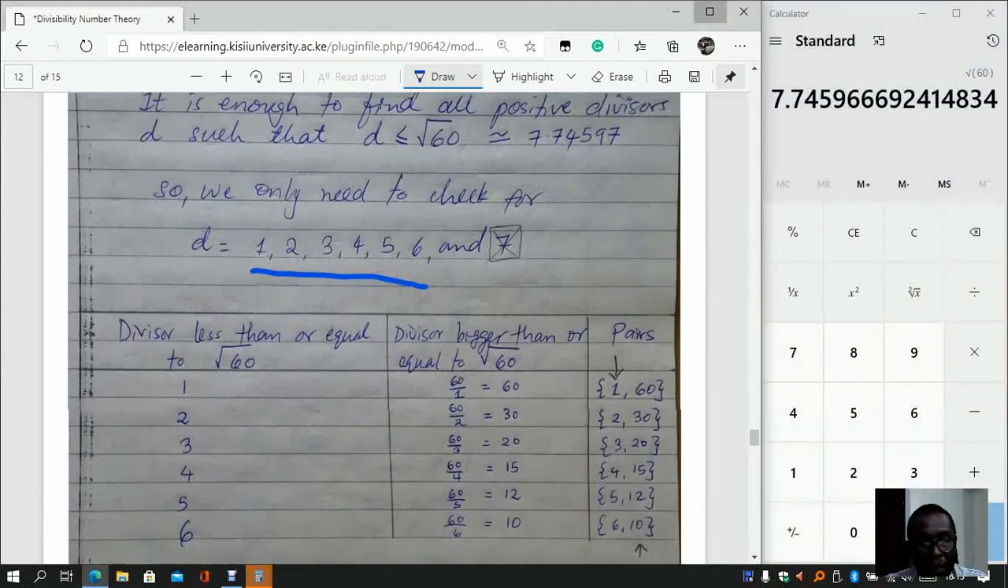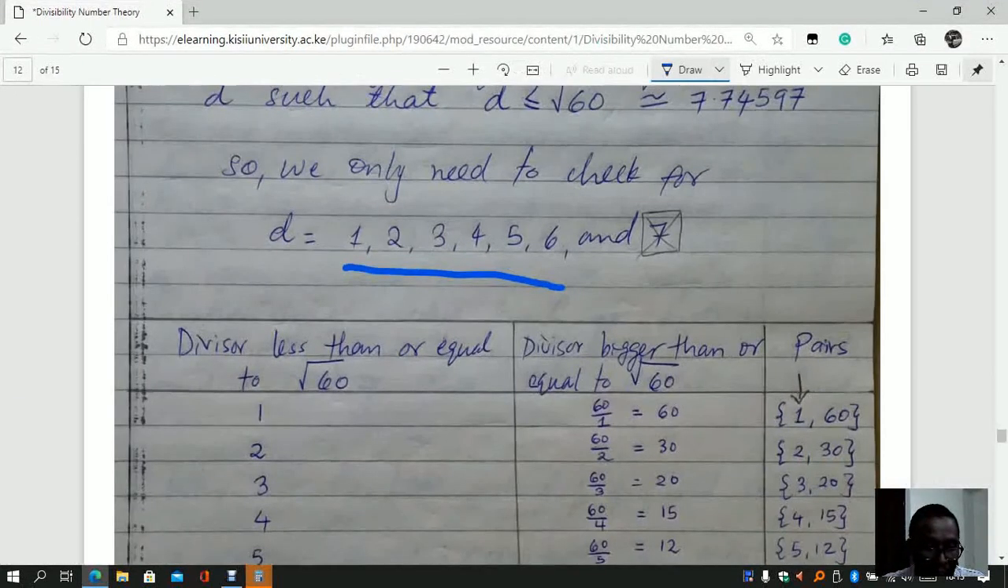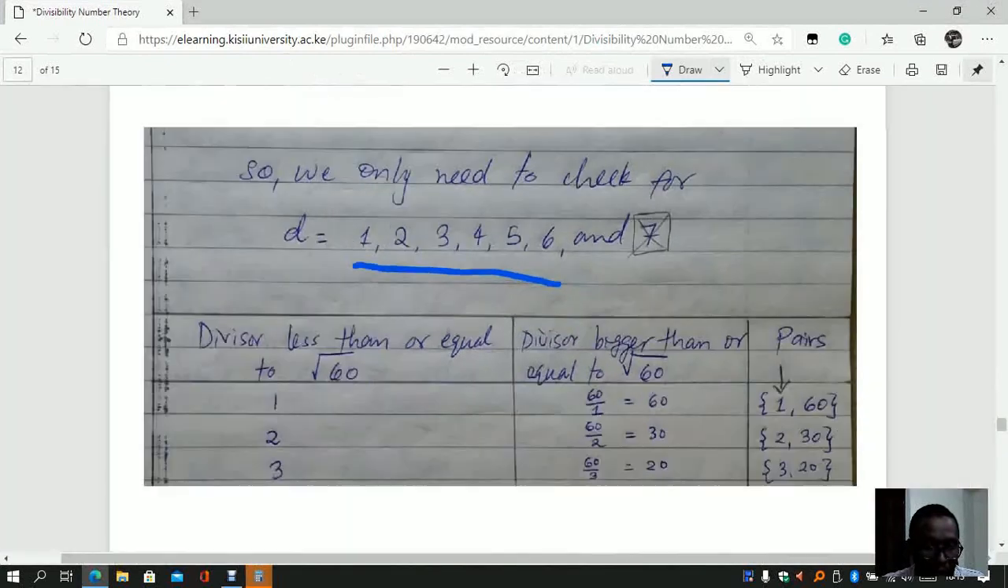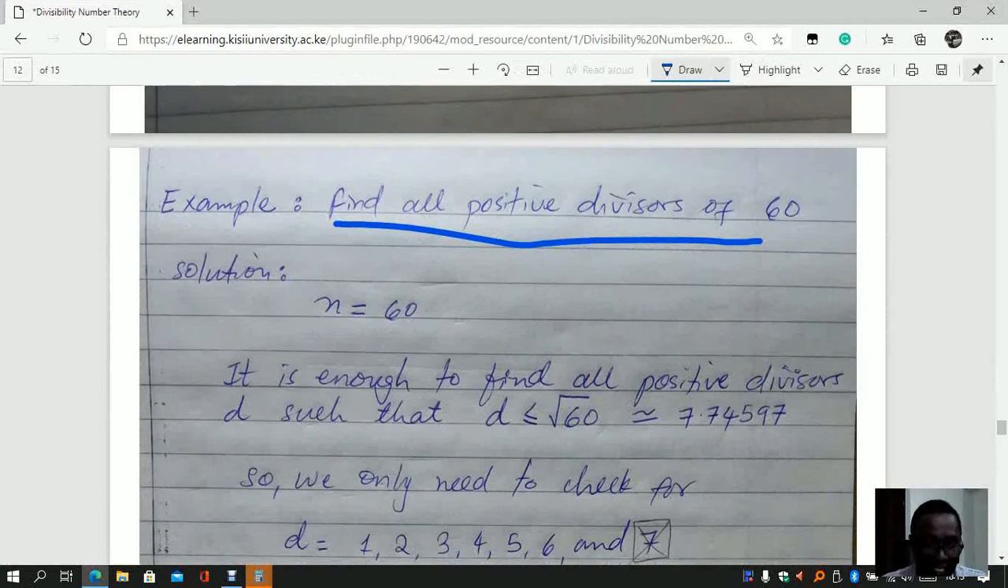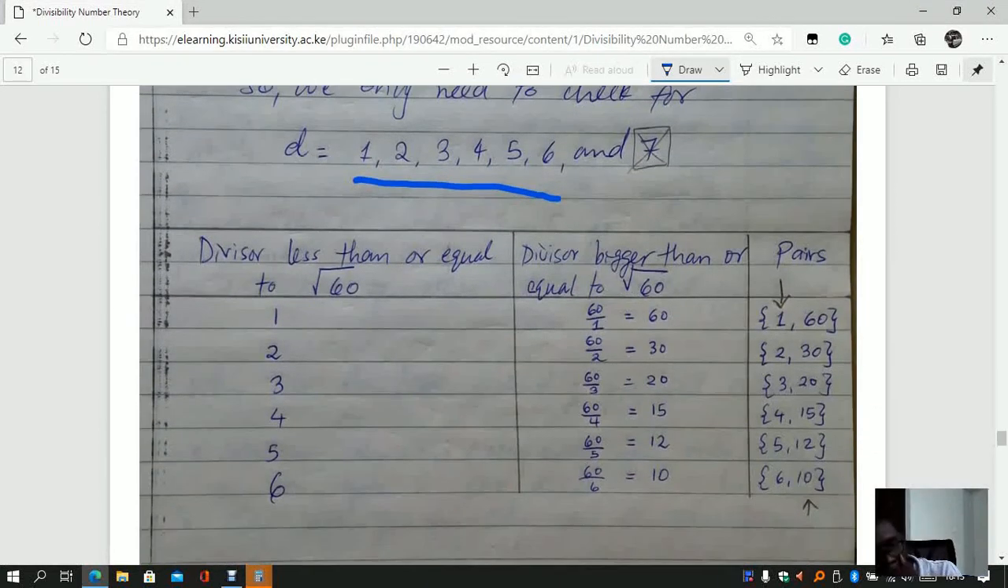Now, the best way to go about it is simple: finding all the positive divisors of 60. What happens is this: we draw a table with 3 columns. One is divisors less than or equal to the square root of 60, and the other is divisors bigger than or equal to the square root of 60. And then we have the pairs right here. So that is going to help us to find all the divisors of a number.